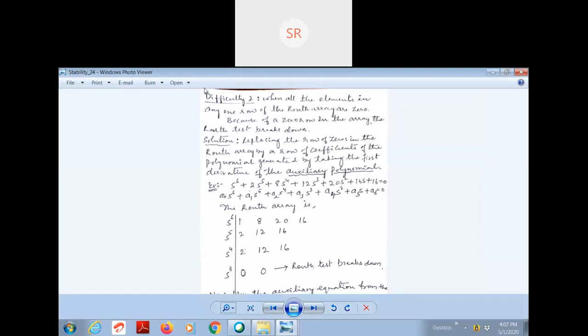So in the previous session, we were discussing writing the root array and determining the stability of the system by inspecting the first column. While continuing with the root array, we saw that there were two difficulties which do not allow the root array to be completed. So in that case, we were discussing the difficulty 2 part.